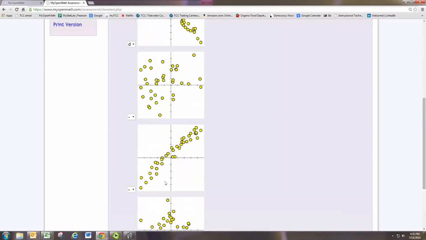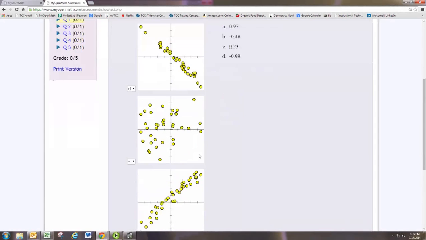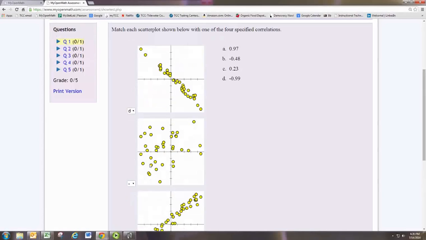The same kind of argument can be made for the two middle graphs. The third graph is much closer to being along a straight line, so we expect the correlation coefficient to be much closer to 1. Answer choice A is then appropriate. And the second graph, the points are more scattered about, and so we expect it to be closer to 0. And by process of elimination, we know that it has to be choice C.